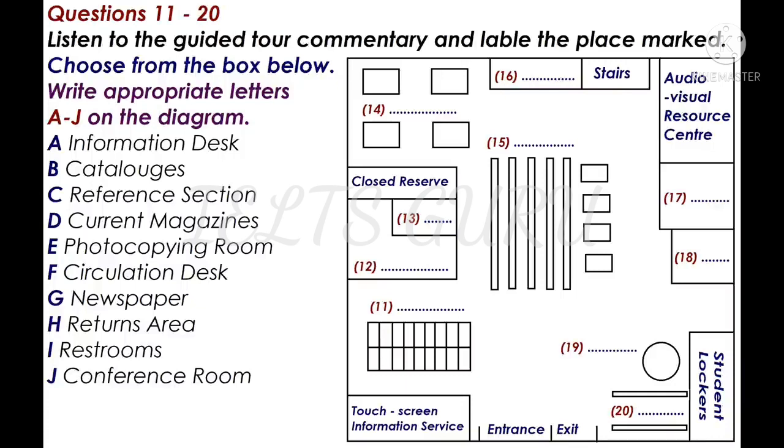As you can see, it's a computerised catalogue system and it's very easy to use. The catalogues are linked up to the other libraries at the university, so make sure you check which library a book is in when you are trying to locate a particular item. Next, along here on the left, we have the circulation desk for borrowing and returning books. The returns area, the place for returned books and other items, is at the end of the circulation desk, near closed reserve.